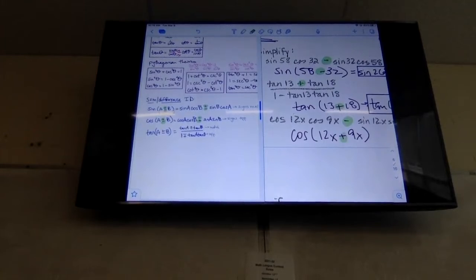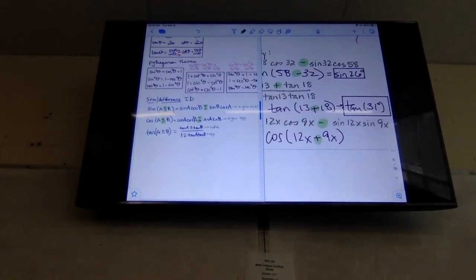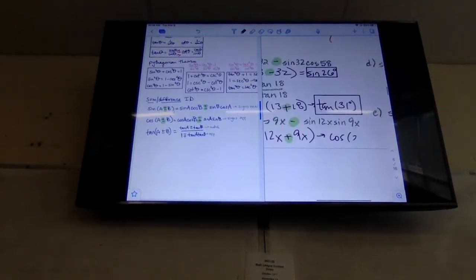So 12x plus 9x is going to be 21x. And again, there's really no rhyme or reason to why I put parentheses around the second two and not the first one. I just felt like it. It's right either way.